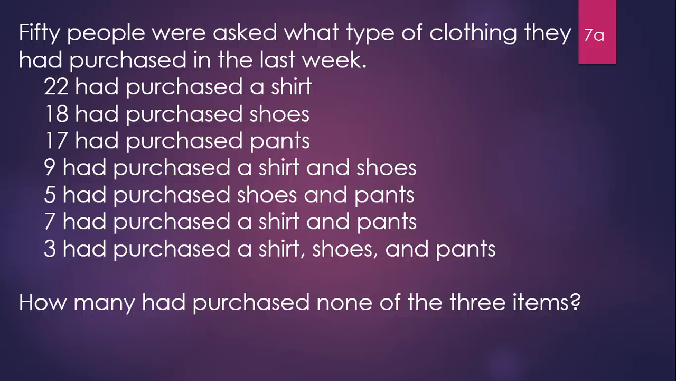50 people were asked what type of clothing they had purchased in the last week. So with this information, how many had purchased none of the 3 items? Make sure you make a Venn diagram containing all the information and use your Venn diagram to answer the question. The answer is 11.